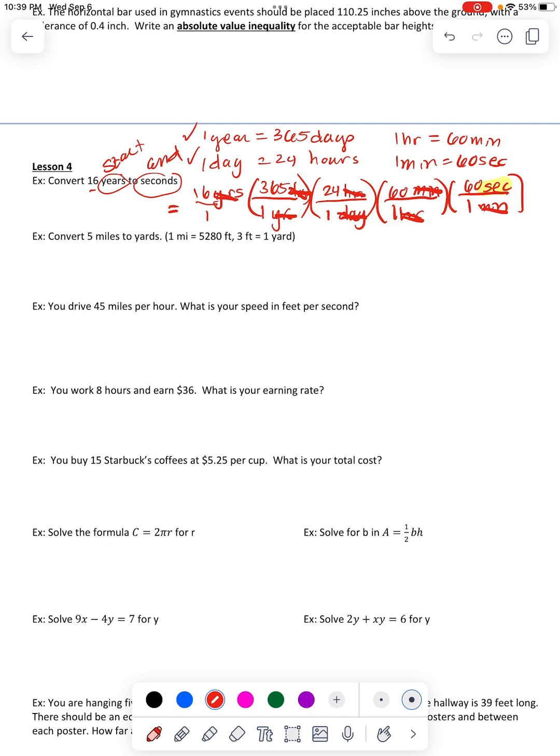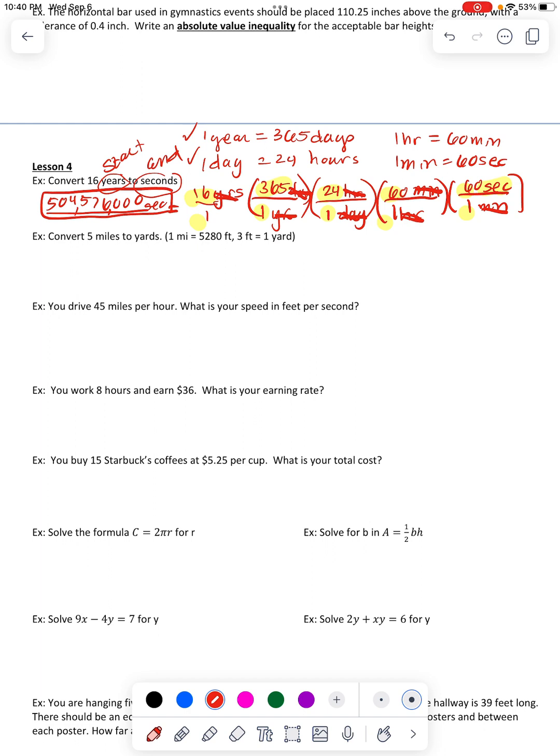So if I take all the numbers on the top, 16 times 365 times 24 times 60 times 60, I am going to get 504. I did these on my calculator earlier, so hopefully that's all good. And then that's going to be over, on the bottom, if you take a look, you're multiplying 1 times 1 times 1 times 1 times 1. So the bottom's just going to be 1, which doesn't really change the value. And so I would say this is going to be 504,576,000 seconds. Because the question was, how many seconds are in 16 years?